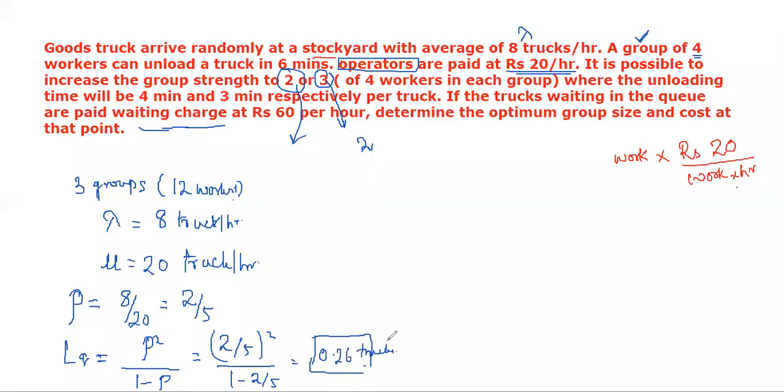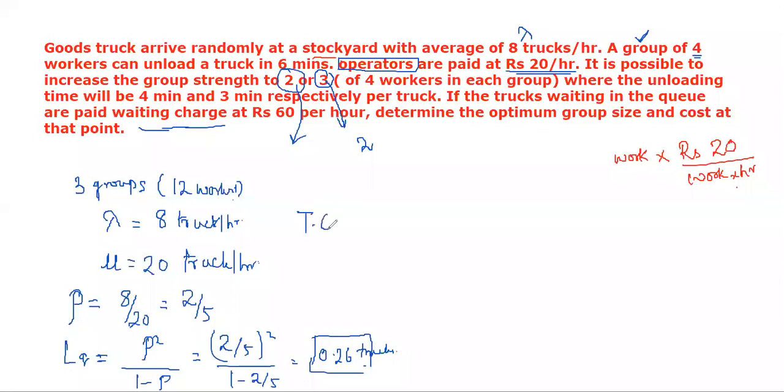Again, you can see that the length of the queue is decreasing. In the first case, the length of the queue was 3.2 because there the service rate was less. That's why the length of the queue was more. In the second case, the number of workers increased and the length of the queue started decreasing. That was equal to 0.609. But in this case, it is 0.26, the lowest among all because the service rate is highest among all in this case. Okay, so this is the length of the queue.